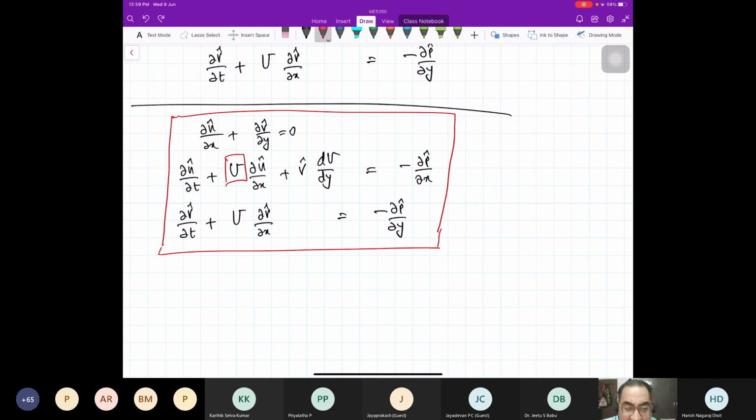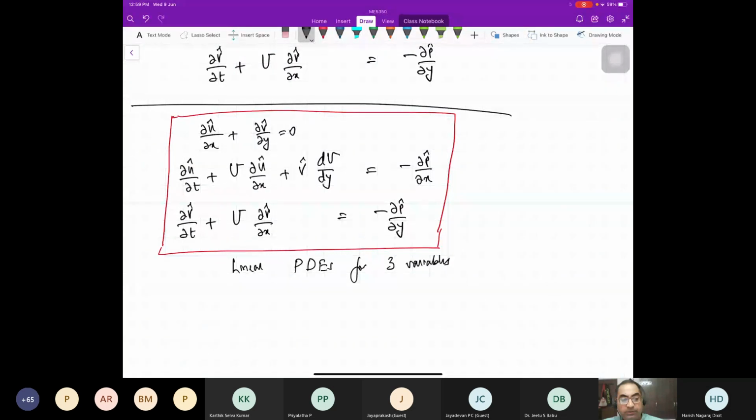Okay. So when these are linear partial differential equations for the 3 variables, understand? These are linear partial differential equations for the 3 variables. Okay. Now there are many things that we can do to simplify this system. Whenever I have a system like this, it's convenient to write it in terms of a stream function.